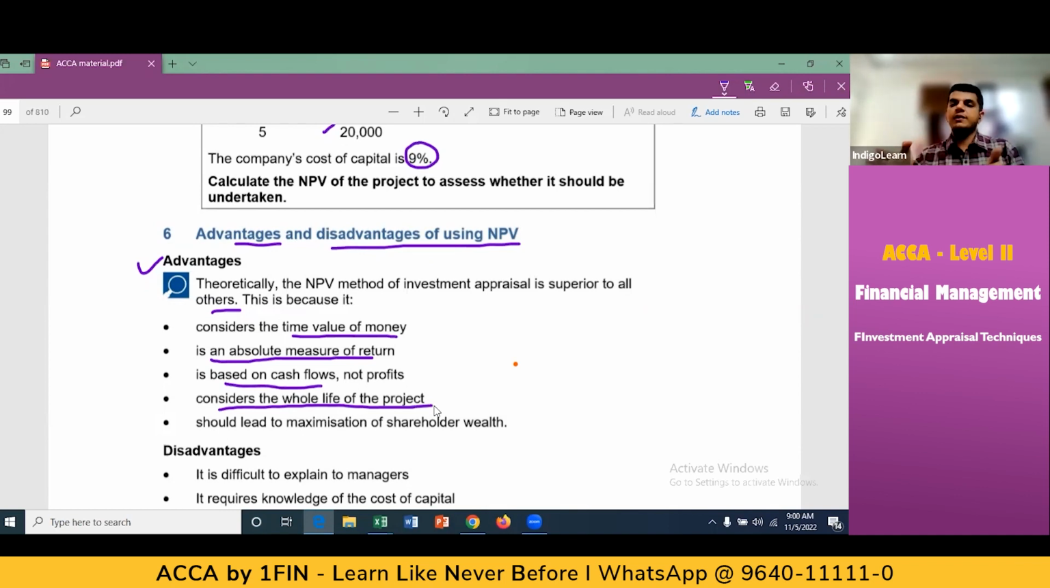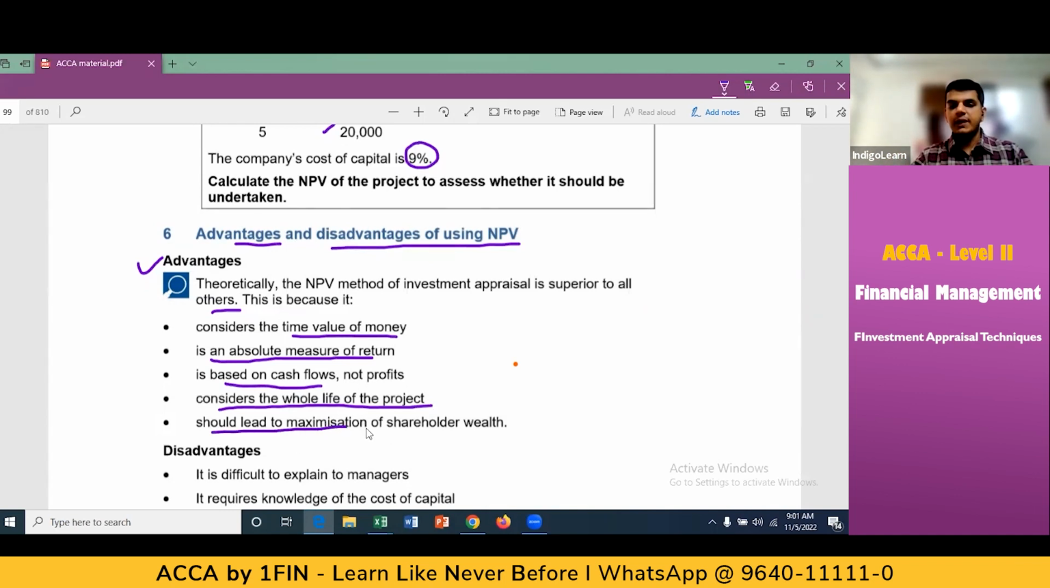In annual rate of return or return on capital employed, what we have seen is it is just calculating the return. Nothing is taken of time value of money or how many years or anything. Just return we are seeing. So here, the whole life of the project along with time value will be taken care of.